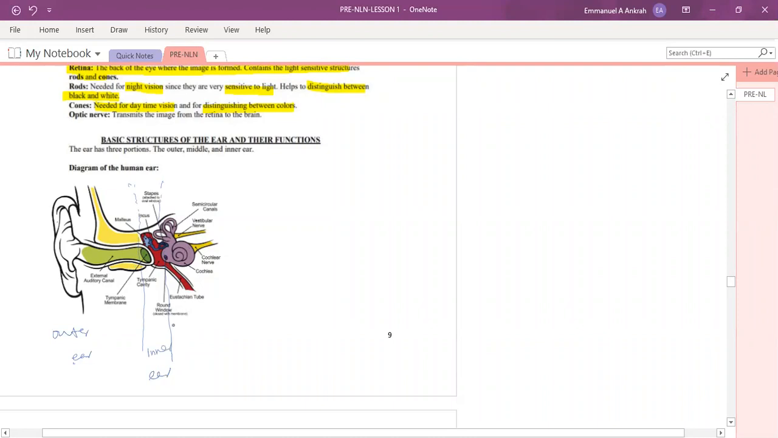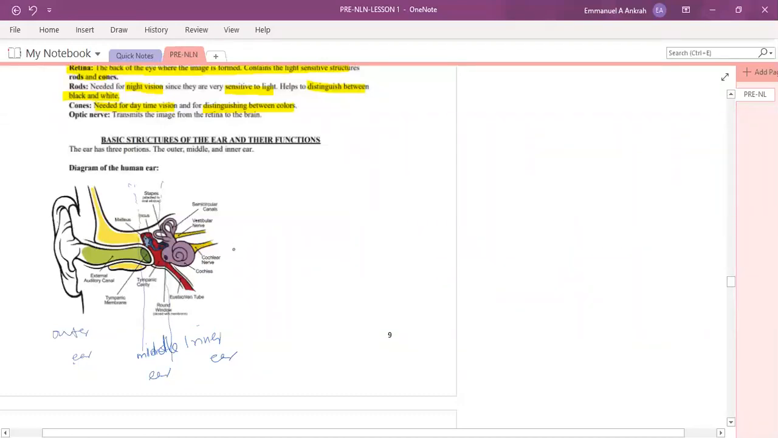No, I made an error. This is the middle ear, and the inner ear is here. Okay, the cochlea is in the inner ear.